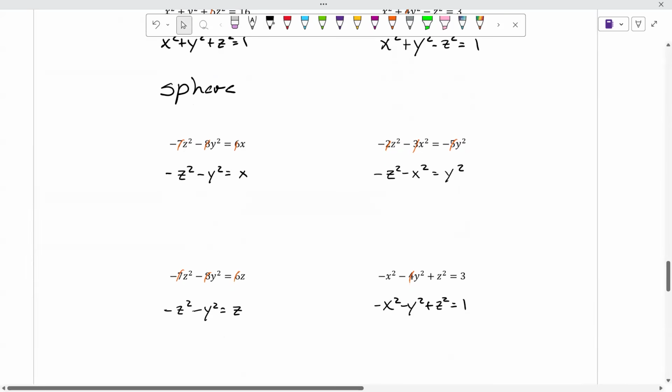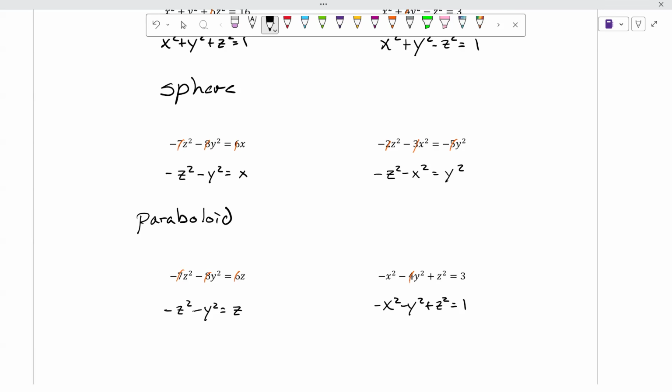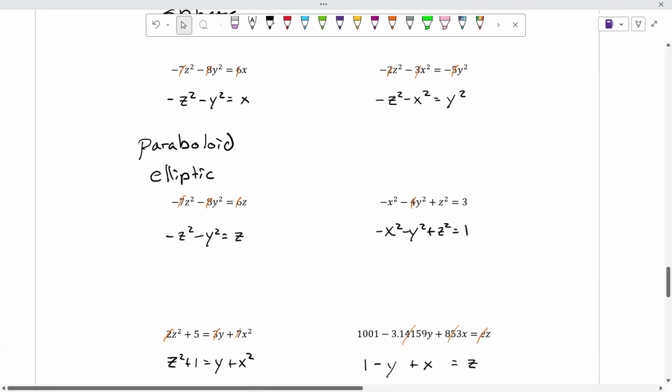Next easiest on here, the one right below it. I see a linear term with a couple of square terms. So that's a paraboloid. And the signs on my 2 square terms match. So it's elliptic.